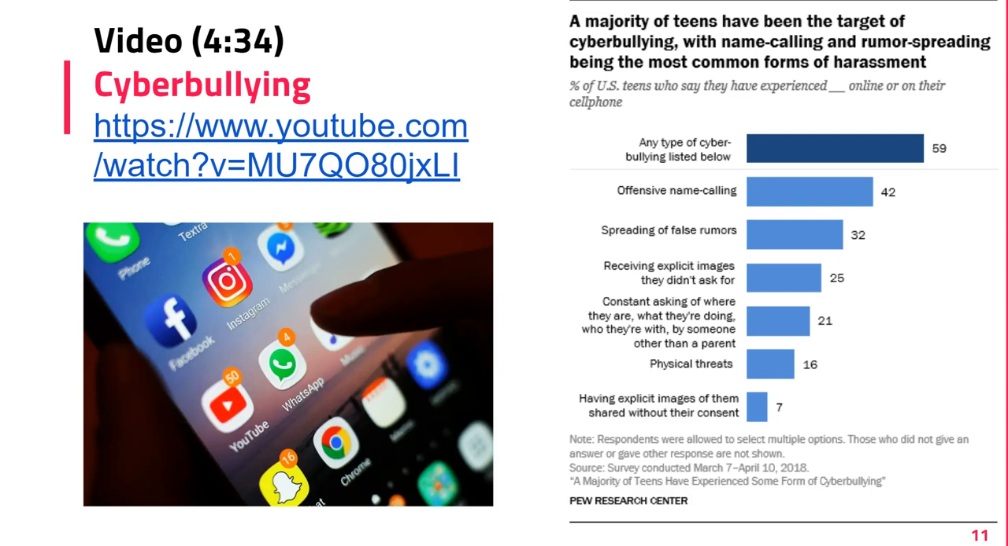And with the rise of social media, we've also seen the rise of cyberbullying. As you can see here, I've given you a chart by the Pew Research Center, which is a very respectable research center that collects data on American society. Up here it says any type of cyberbullying listed below, and that means offensive name calling, spreading false rumors, receiving explicit images that you didn't ask for, and so on. Approximately 6 out of 10 teens have been targets of cyberbullying, any of these types. That's quite a lot. So if you're interested in looking at this issue a little bit more, I encourage you to go to the Pew Research Center.